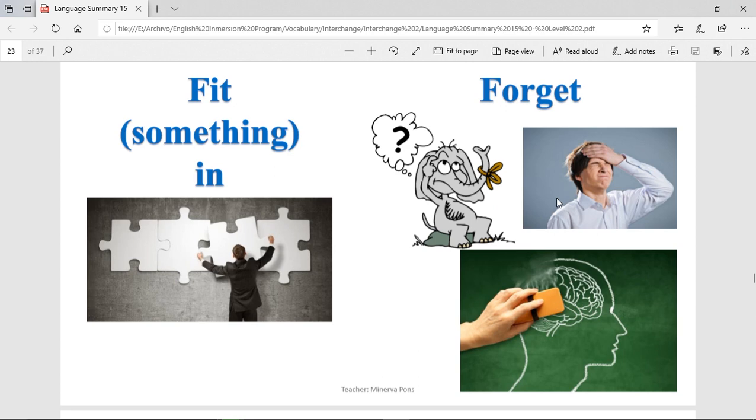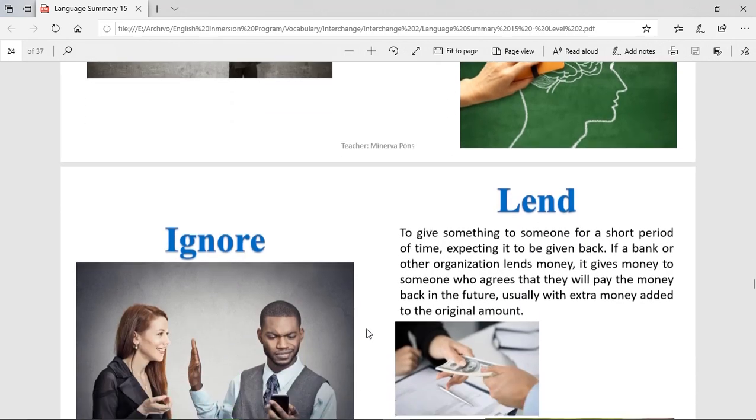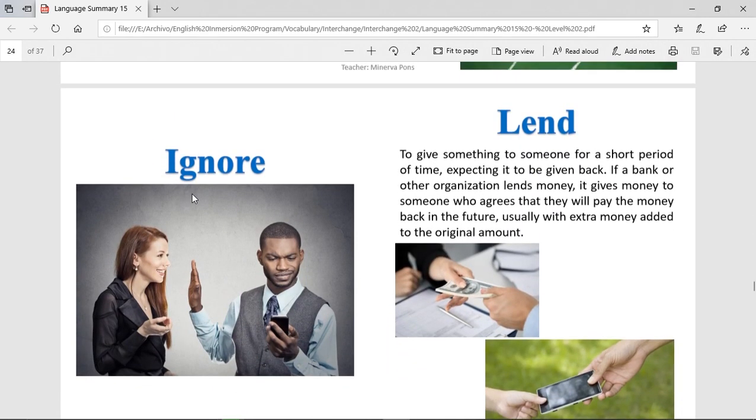To forget. When you forget something, it's when you can't remember something. Forget is the opposite of remember. Ignore. When you ignore something or someone, it's when you're not paying attention to it and you're trying to forget that that thing or person exists for a moment.